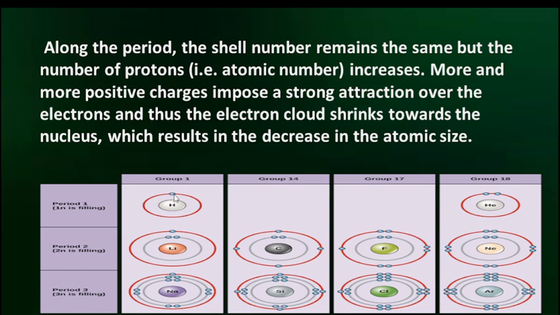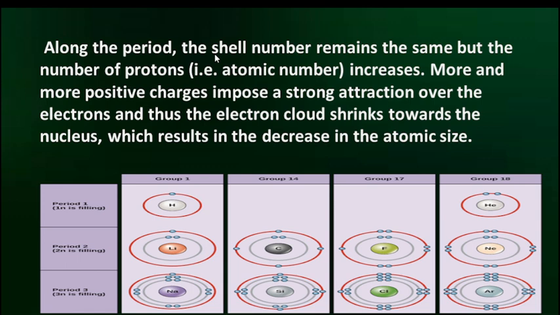Hydrogen, atomic number 1, has only 1 electron in the outermost shell. Helium, atomic number 2, has 2 electrons in the outermost shell. So the first period elements have only 1 shell, this is the outermost shell. For the second period elements, lithium has 2 shells, and here also 2 shells in the period. So they have the same number of shells.